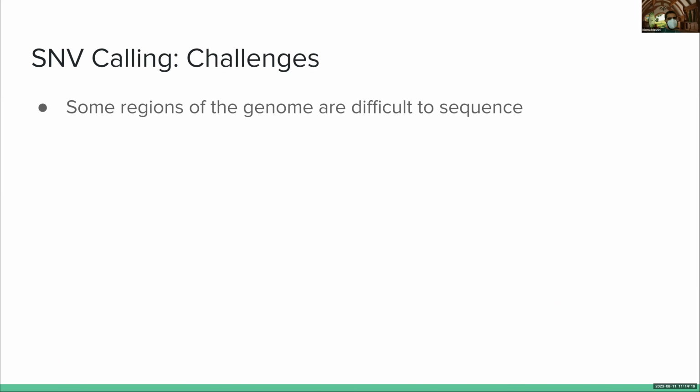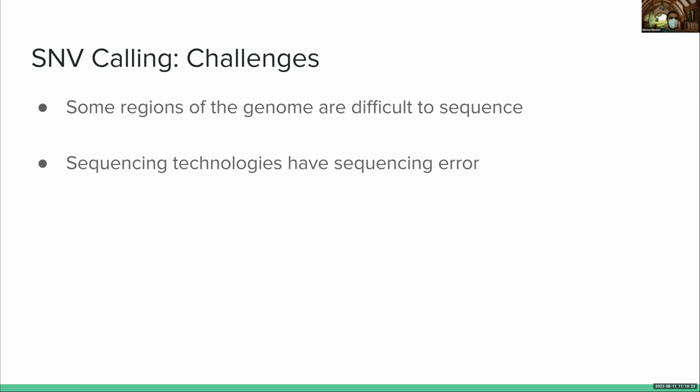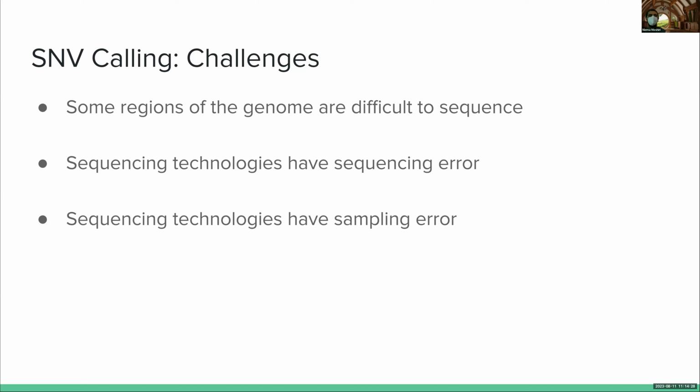There are some challenges. Some regions are difficult to sequence. The sequencing technologies themselves have errors. We have sampling errors, so we might not actually observe all the reads from a given person. So when we develop bioinformatics tools to do this variant calling, we have to take into account the real world imperfections that we have. And again, I'm not going to talk about how we do it in bioinformatics, but if you want to learn more, I can send you some papers about what tools people have come up with. There's a bunch of different algorithms to do this.